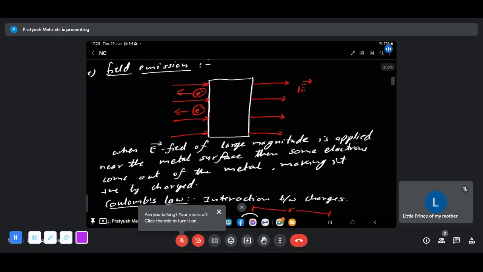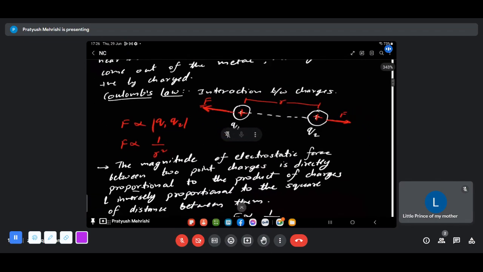Field emission is nothing but similar to the other forms of charging we have seen. What do we do here? We just keep our sample in a strong electric field. This strong electric field carries away some of the electrons which are at the surface, thereby making the metal positively charged. So in field emission also the metal becomes positively charged.